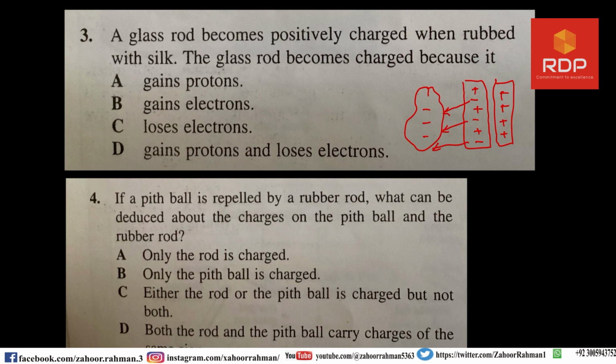So what this rod actually did is lose electrons. So in this case, C is the correct option. First, there were electrons, you can see here, but when it is rubbed with the silk cloth, there are no electrons, and the question is saying that it is positively charged, so it means that it will have only positive charge. Negative charges are removed. So the third option, loses electrons, is correct.